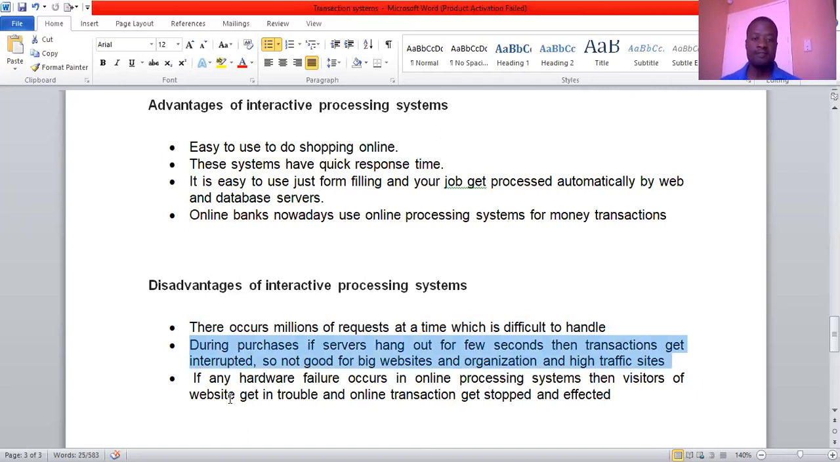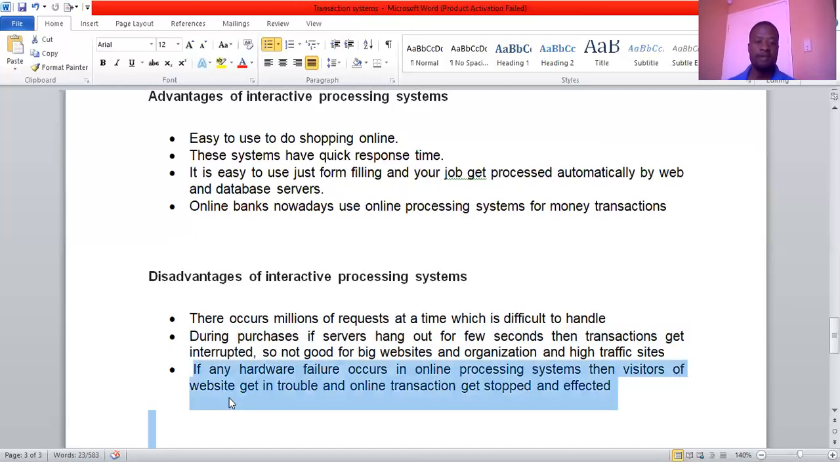During purchases, if servers hang for a few seconds, then transactions get interrupted. So it's not good for big websites, organizations and high traffic sites. If you have flooded the servers or database with so many requests, sometimes the servers hang for a few seconds. This also affects the transactions because they time out and get interrupted, meaning you have to start all over again. That is one of the bad things about the interactive processing system.